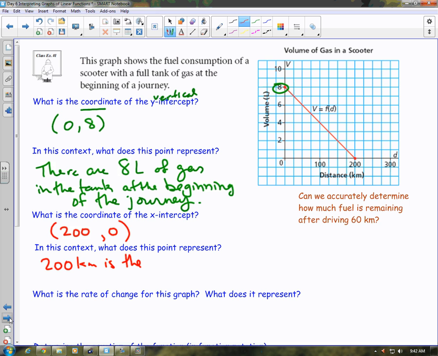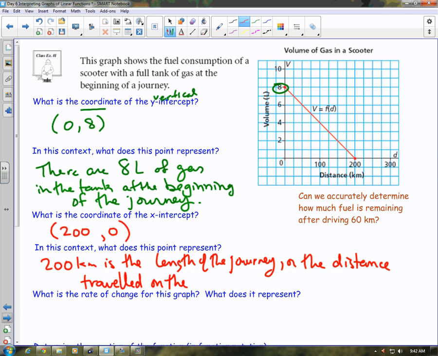Since there's nothing else on this graph to indicate that this person goes any further, refuels or anything like that, 200 kilometers is the length of the journey, or the distance traveled on the tank of gas. So interpreting has two parts to it: understanding what that numerical value is, and then giving it meaning.